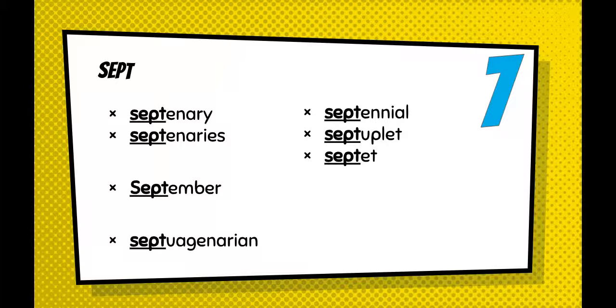September is a month that you should be familiar with. Please note that it is capitalized. It is a proper noun, and it needs to be capitalized. Septennial, septuplet, and septet all have the root sept, and then they have an ending. And you may be familiar with the ending, ennial, because you've had that before. Septuplet is like quintuplet, and septet.